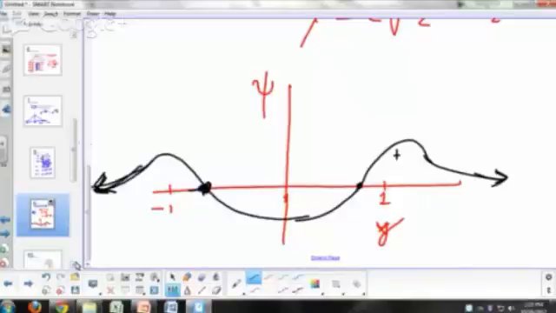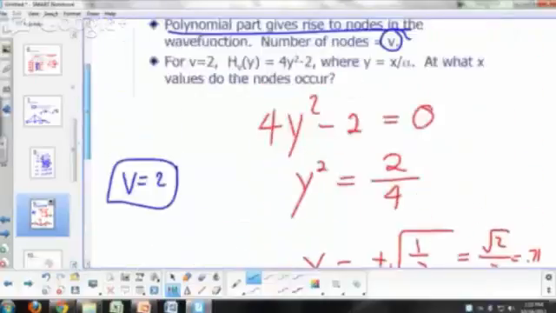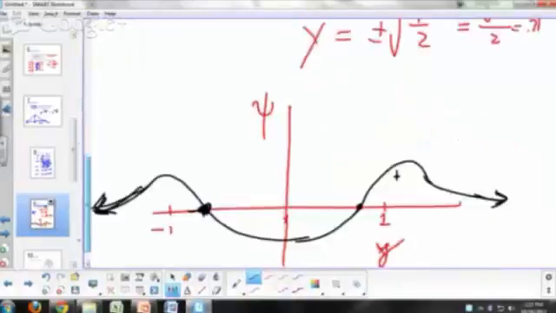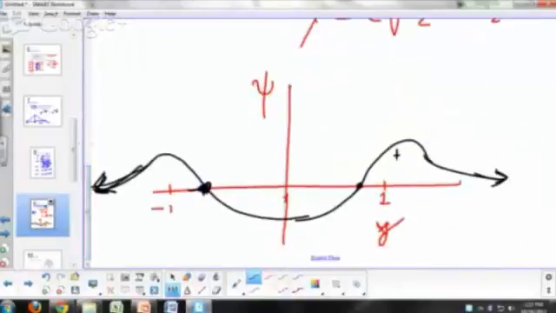Okay. What values of x would this actually correspond to? Well, how is this going to be at x equals y alpha? So if this was an x-axis, then this is going to be alpha, and this is going to be negative alpha. Right. So that's what the sketch looks like.